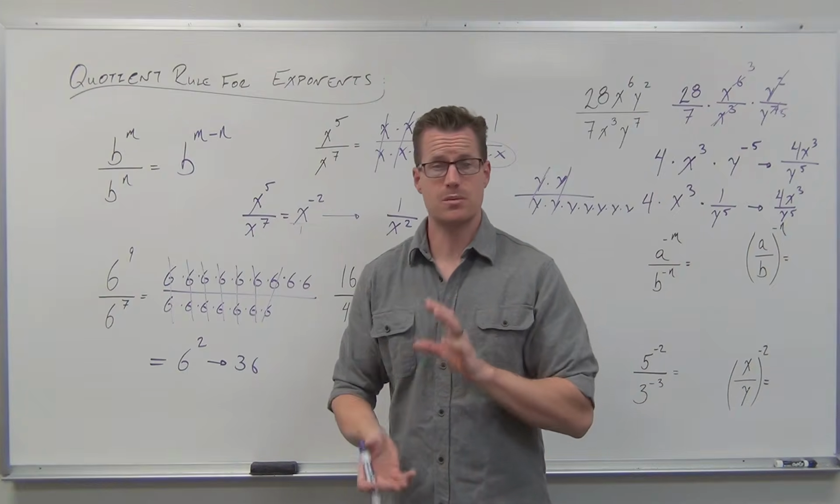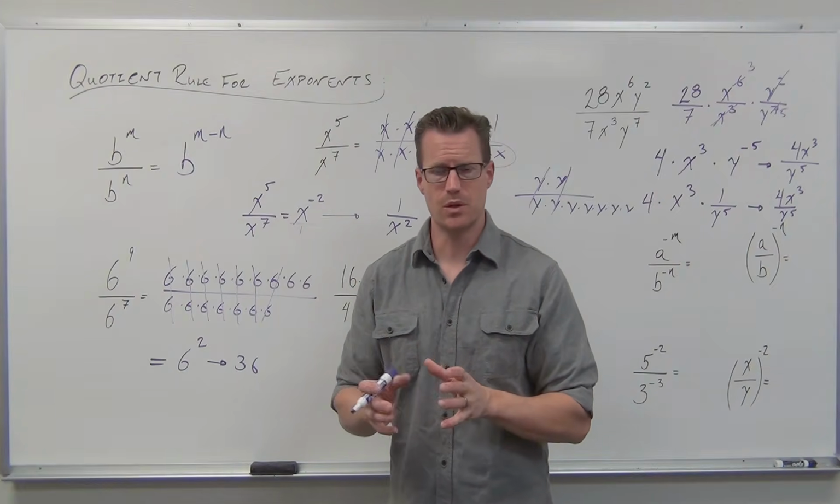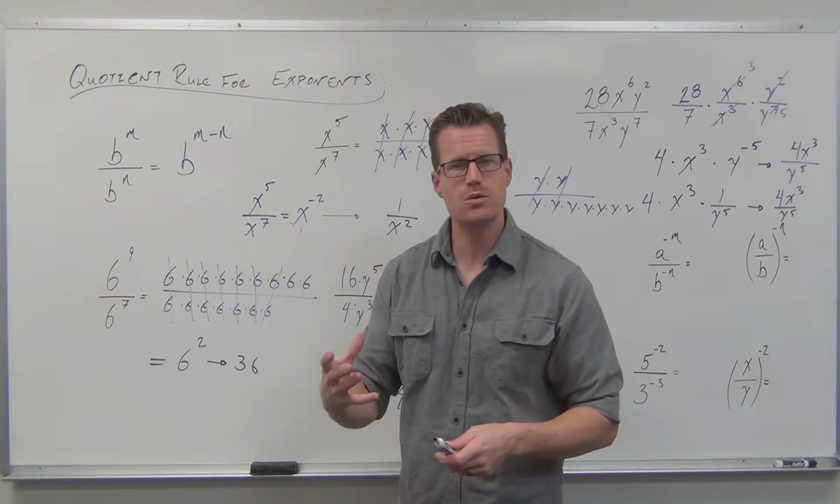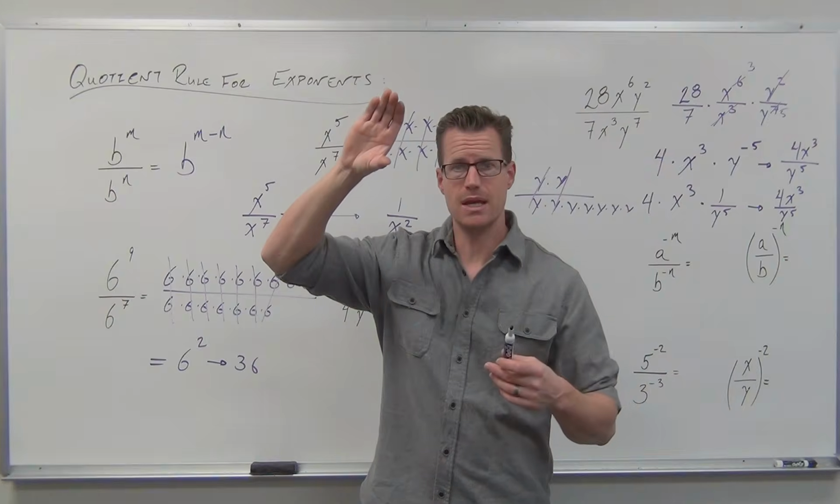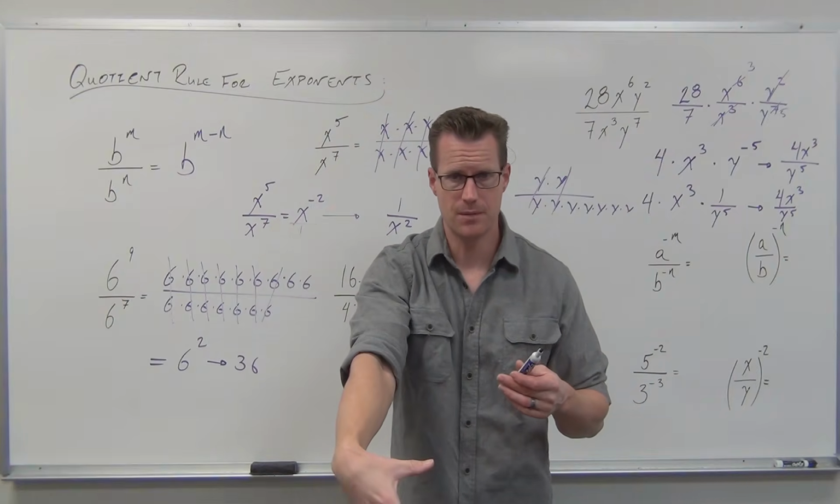The first way is subtract. You can always subtract your exponents. Just keep in mind, whatever you get starts off on the numerator. If you get positive, you leave it. If you get negative, then you have to move it back to a denominator.